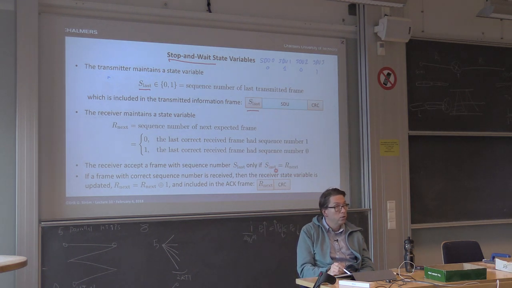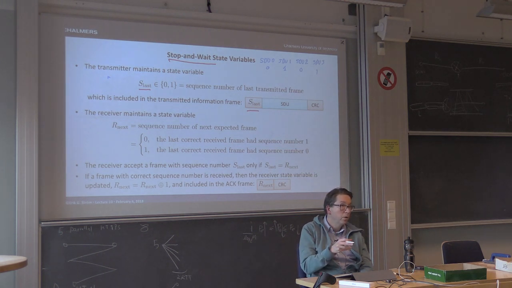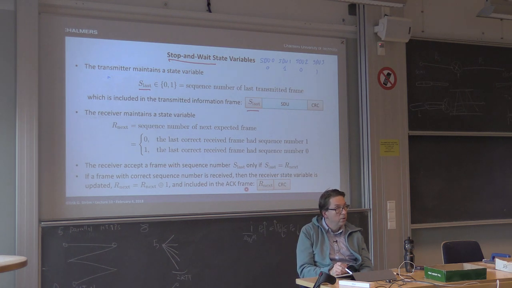Is S last plus 1 modulo 2. Okay, so basically what this means is that I need to update my state variable. So I take my state variable and I do modulo 2 addition with 1. So if I had 0, it becomes 1. If I had 1, it becomes 0, and so forth. And then I include that into the acknowledgement frame.